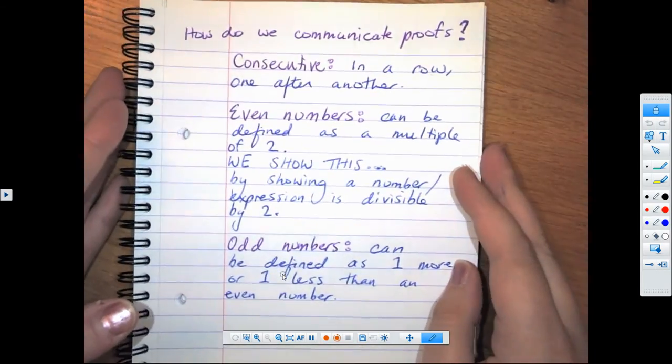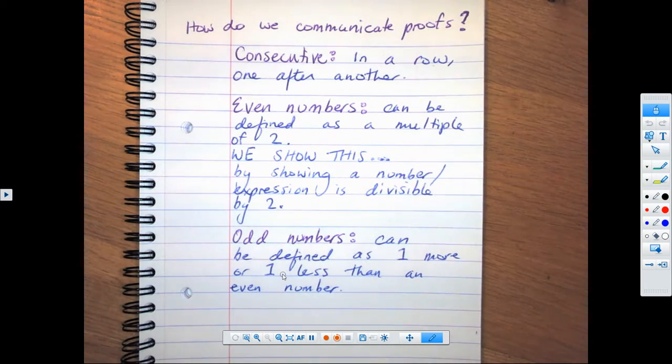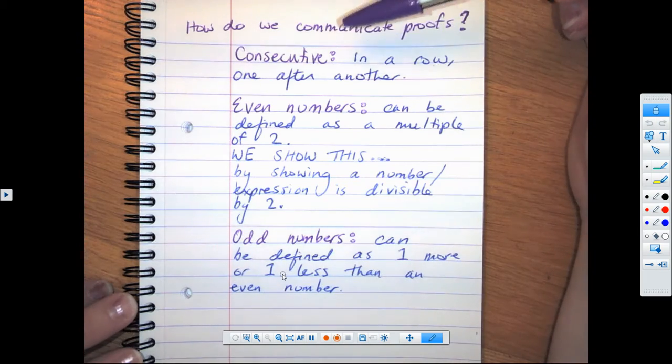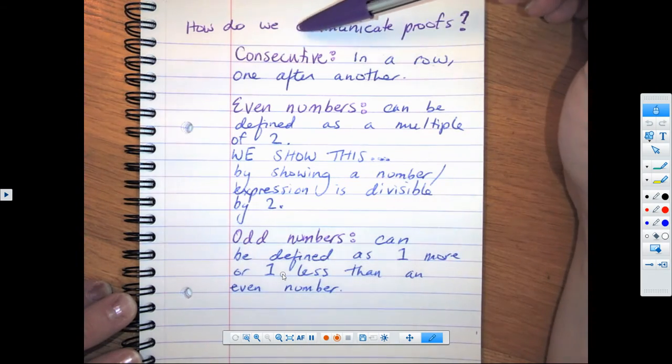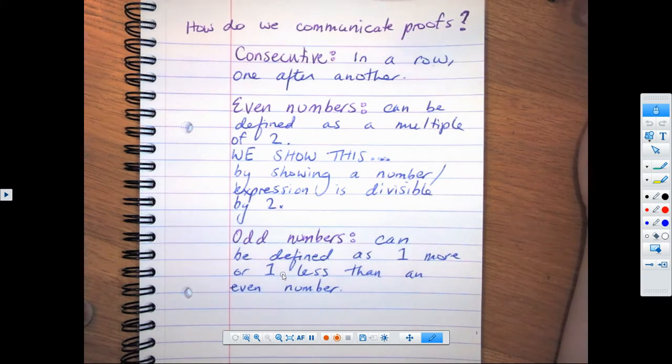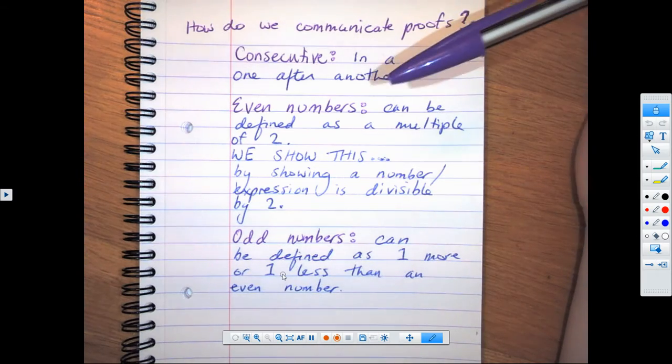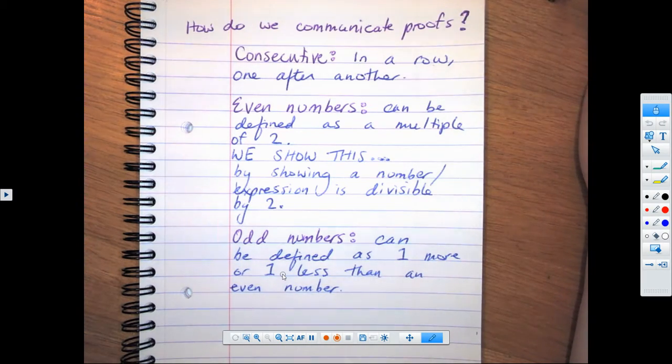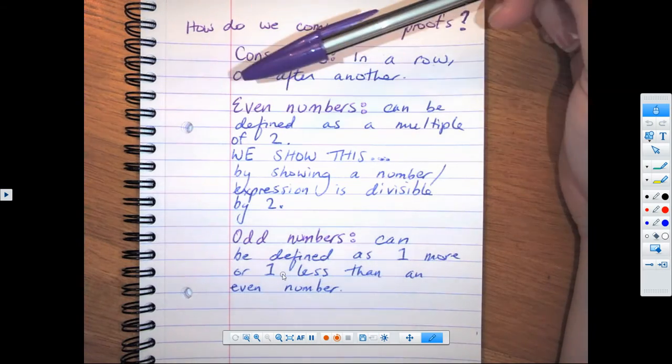Before we do that, I have a few definitions we need to go through that I need you to jot down. So you might want to pause the video and write them down once I've explained them. Okay, so your first definition is the word consecutive. Consecutive means in a row or one after another. So something like 1, 2, 3, 4 would be consecutive numbers. If I had consecutive even numbers, we might have 2, 4, 6, 8. Consecutive odd numbers, it might be 1, 3, 5, 7, and so on. So consecutive means in a row or one after the other.